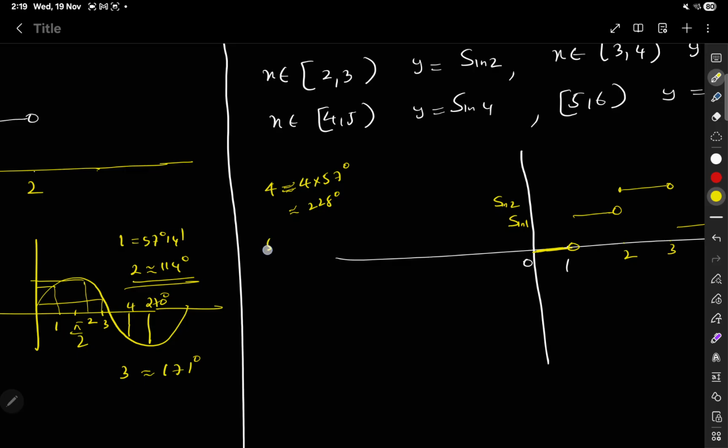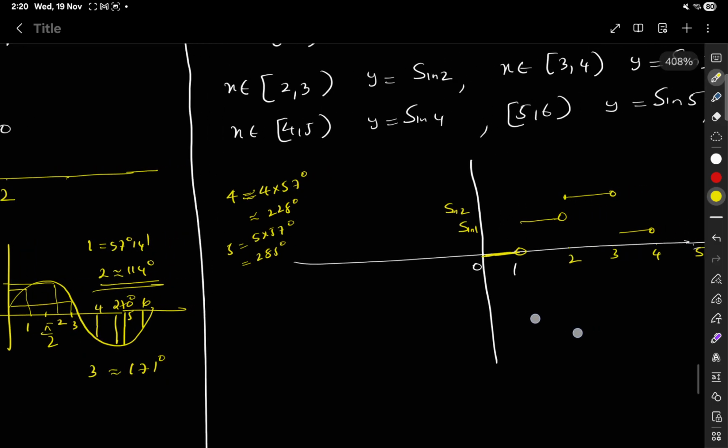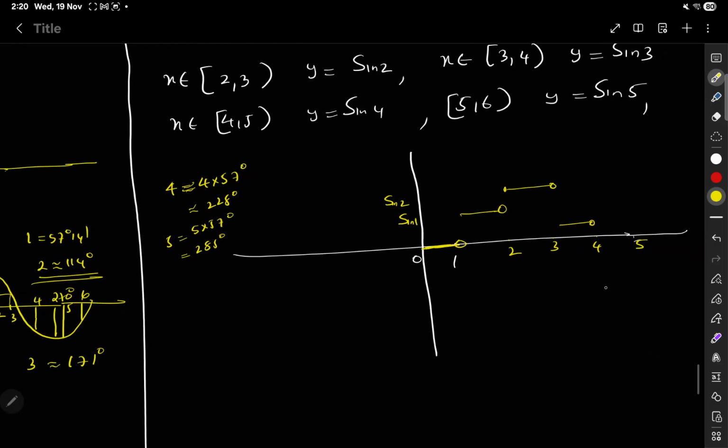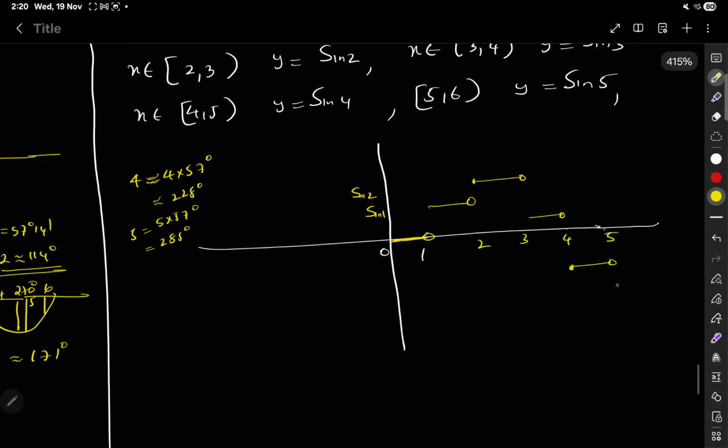5 will be 5 into 57, which is 228 plus 57. So 270 plus, 285, I think, correct? 7 into 5, 35. Yes, 285. So this is 5. And 6 will be here. So it is clear that sine 4 is less than sine 5. So sine 4 is negative. And sine 4 is larger than sine 5. And sine 5 you have.